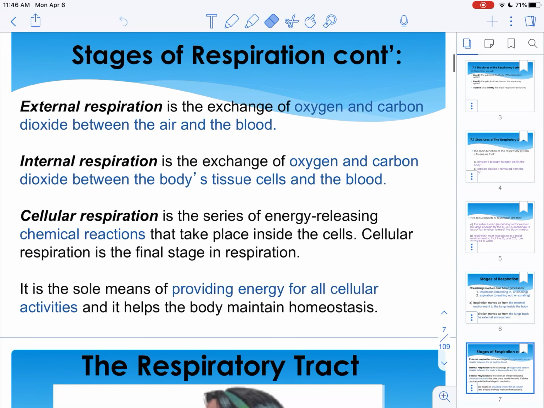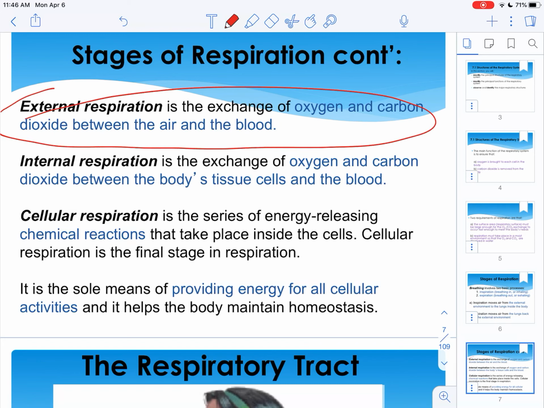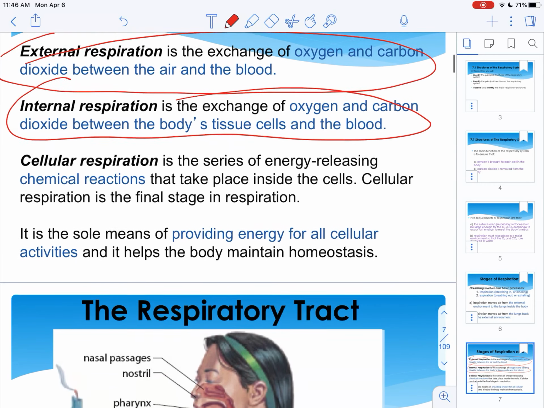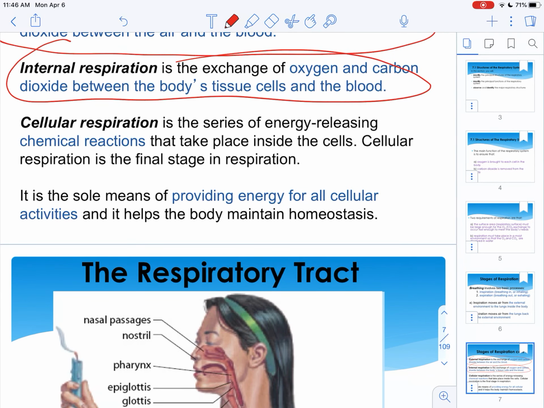This stages slide tells you that there's the external, where the blood is getting the oxygen and sending carbon dioxide out, whereas the internal is where the oxygen and carbon dioxide are being exchanged between the blood and the actual body cells. We've heard of cellular respiration a lot already, which is what that oxygen is being used for.